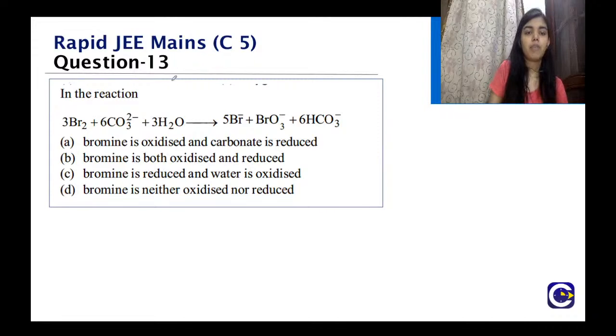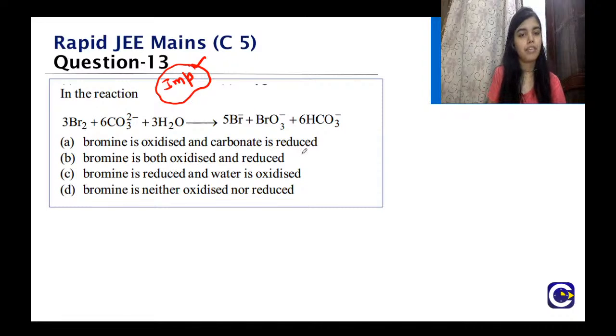Now these questions are important from the examination point of view. Br2 plus CO3 2 minus plus H2O gives you Br negative, BrO3 negative and bicarbonate ion. Now it is asking: bromine is oxidized, carbonate is reduced, bromine is both oxidized and reduced, bromine is reduced and water is oxidized, or bromine is neither oxidized nor reduced. So here, the oxidation state of bromine comes out to be 0.